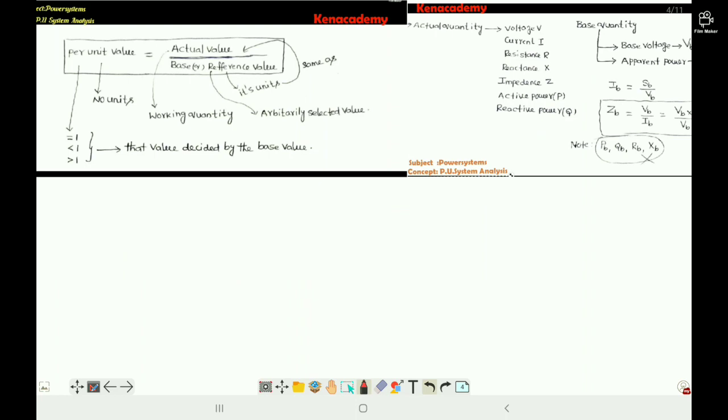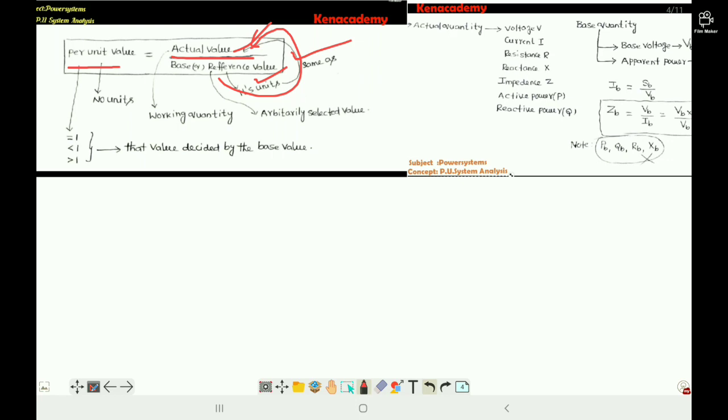Students, this is one important formula. All of you concentrate. The main definition of the per unit value is actual value by base value or reference value. The per unit value is defined as a ratio of actual value to the base value, but the units of base value are the same as the units of the actual value. That is a very important point.